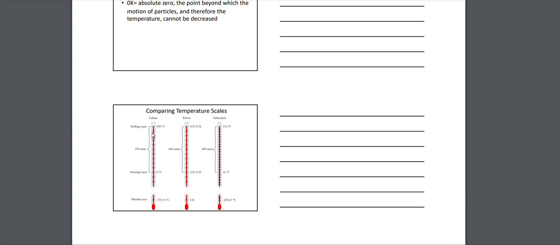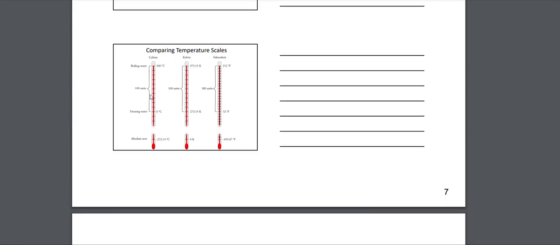So if you put the Celsius thermometer next to the Kelvin and the Fahrenheit, these are the similarities and differences in what each thermometer allows us to measure and how the measurement is done. For instance, on the Celsius scale, the freezing point of water is 0 degrees C and it boils at 100 degrees C. So there are 100 units between the freezing temperature and the boiling temperature of water.